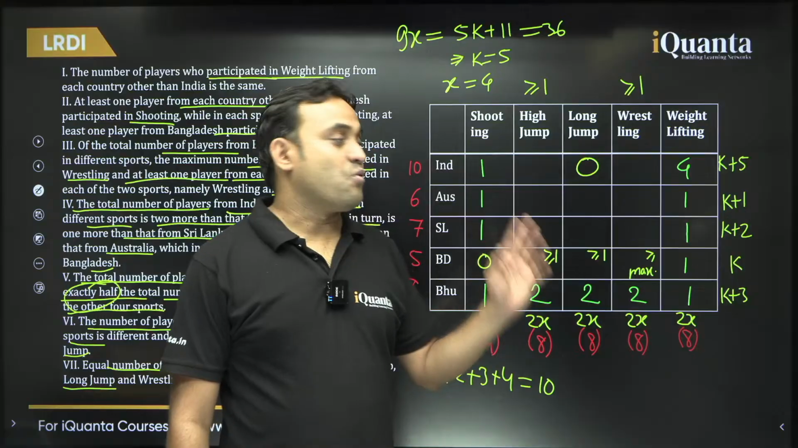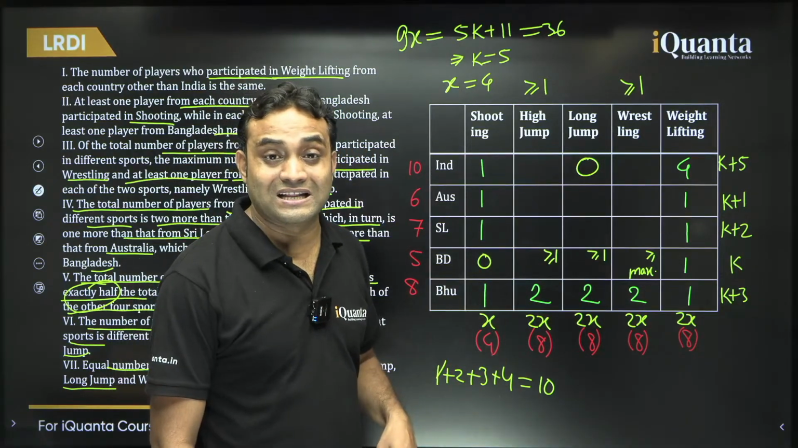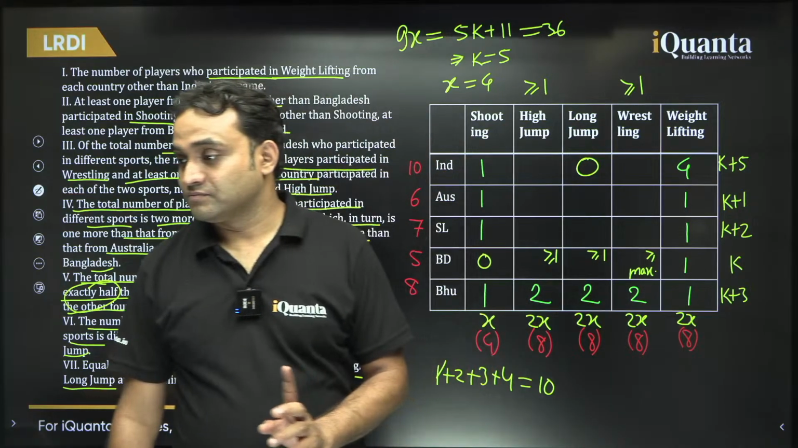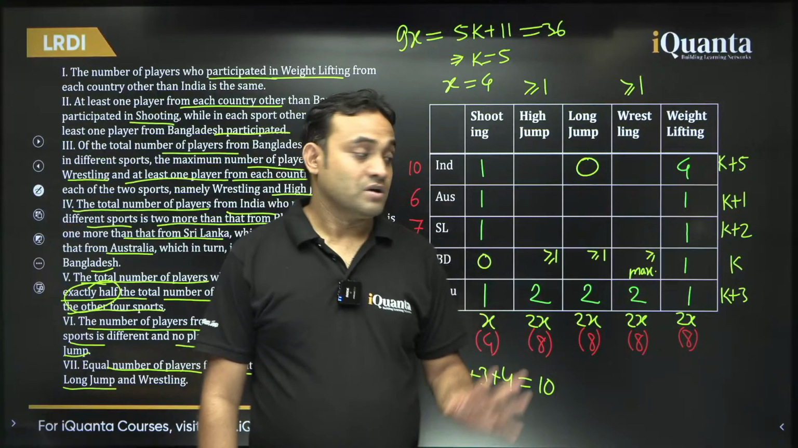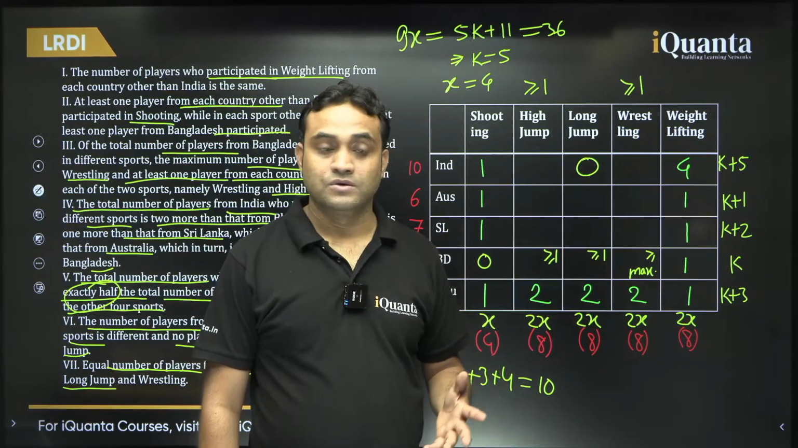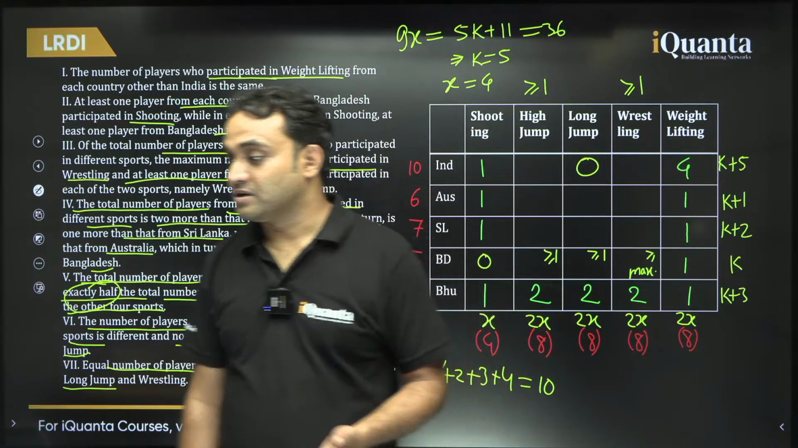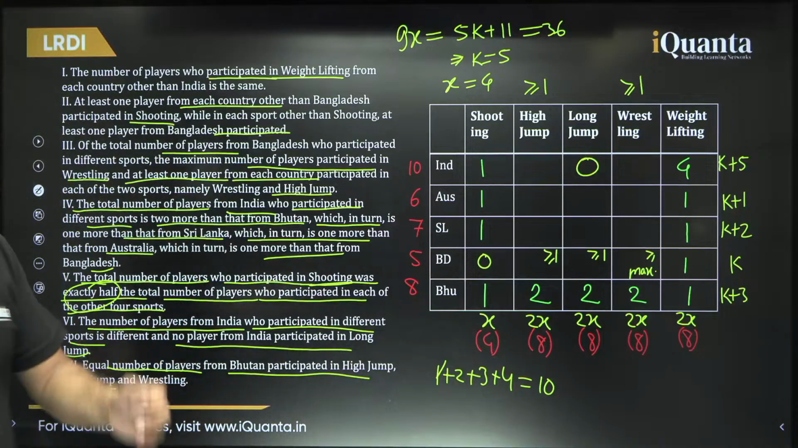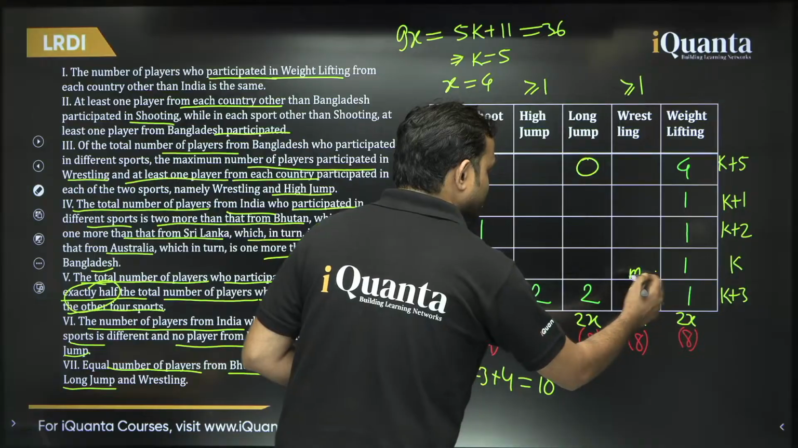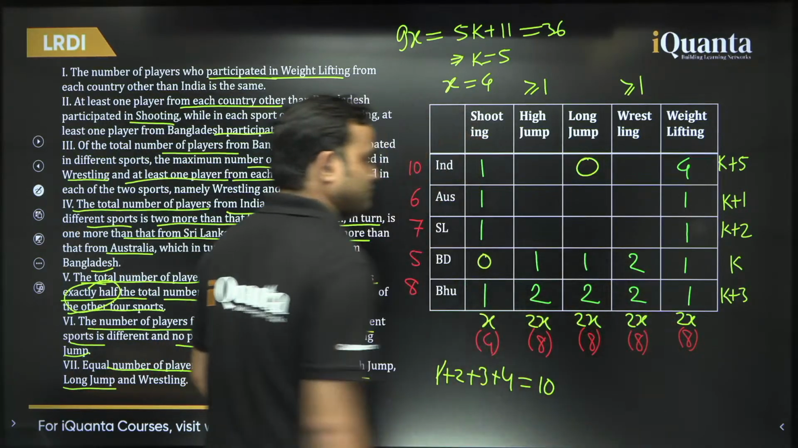Can you tell me what could be the number of players participating from Bangladesh in high jump, in long jump, in wrestling, in that order? Everyone, focus here. Sum of these 3 numbers should be 4, where this is maximum. Each number is greater than or equal to 1. What could it be? The new player is answering absolutely correct. That will be 1, 1 and 2. So we can put here 1, 1 and 2.